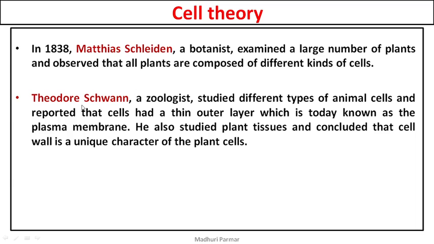So Schwann is a bird, hunts, right? And so from that name, you can remember that he was a zoologist. If you want to remember, that is not an important part. For now, why I'm focusing on the zoology part is because he observed animal cells. Because he was a zoologist, he studied different types of animal cells and reported that they have a plasma membrane. He could see that there is some lining around the cell and he called it plasma membrane.